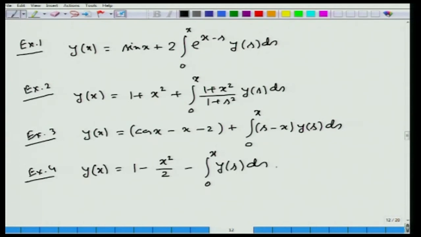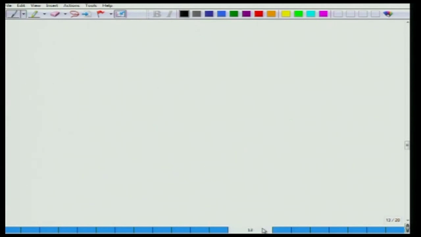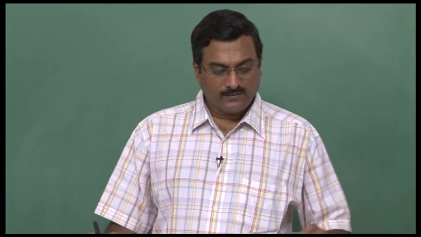These are the exercises. Now, we move to the Volterra integral equation of the first kind.